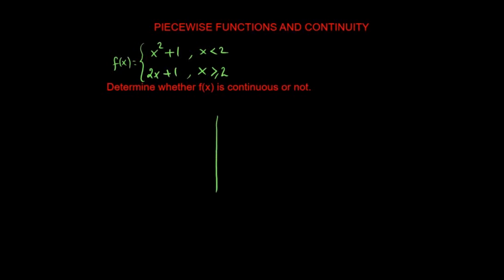A function is called continuous if the value at a given point is the same as the value of the function when the function approaches that point. For example, if x is 3 and this is your graph, and let's say at 3 this value here is 5. See what happens. The function at 3, the value is 5.